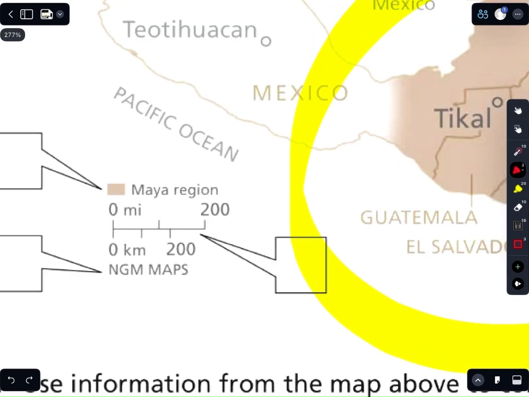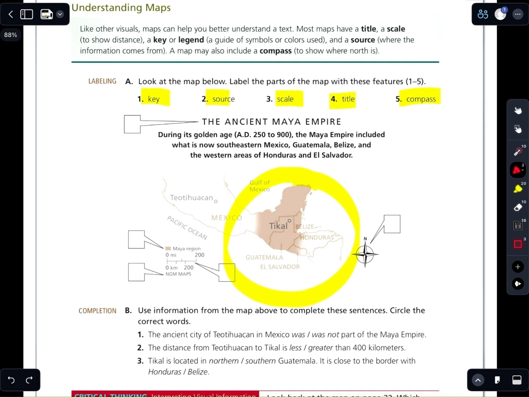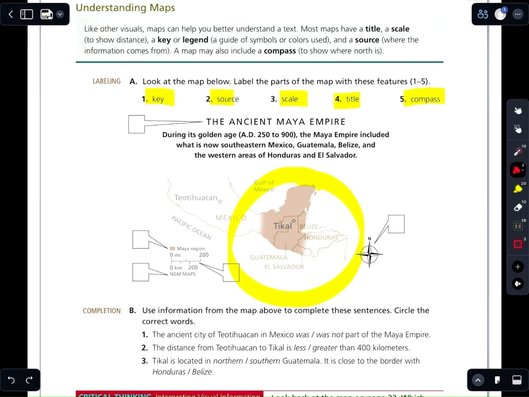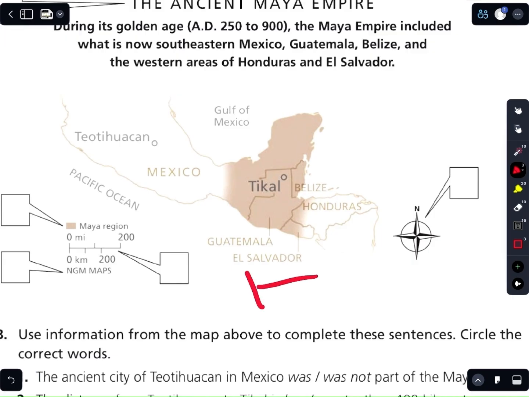So just remember that the map has a key or a legend, and that's the guide that shows you what the symbols are. So that's really useful. A map also has a source, which means it's where the information comes from. Where does the information come from? So you can find that. It has a title. It has a scale. Scale is very interesting. Scale shows you, okay, if I go this distance on the map, how much does that equal in real life? How many kilometers?